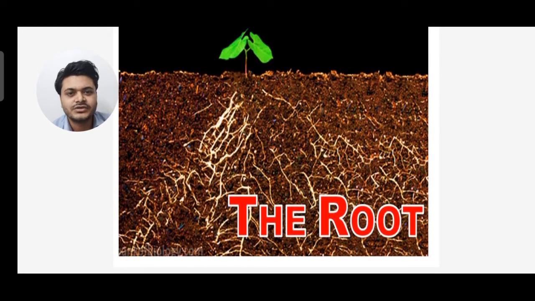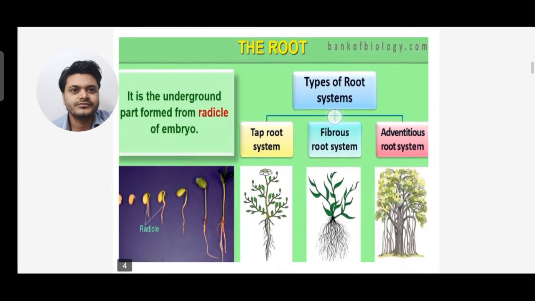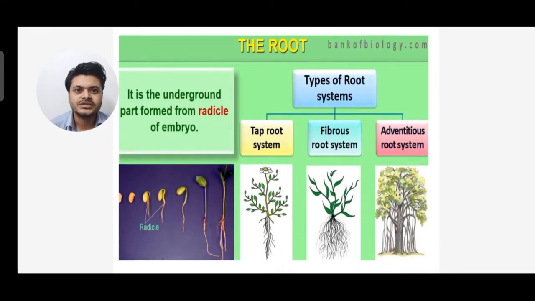So let's start with the topic roots. We'll discuss in detail about the root. What is a root? It is the underground part formed from the radicle of the embryo. You can see a radicle structure is given. In an embryo there are the radicle and plumule. The plumule gives rise to the shoot system, whereas the radicle gives rise to the root system.